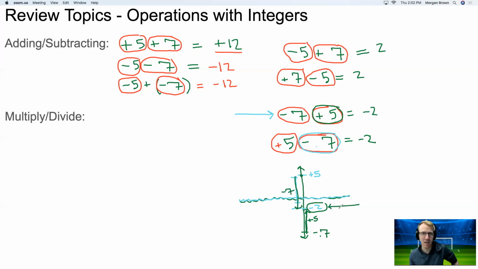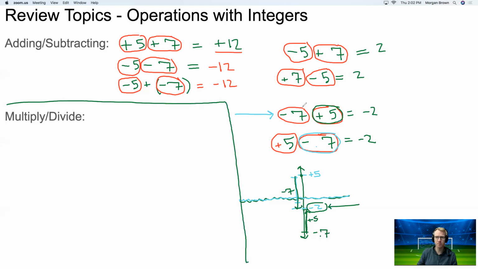So you could think about money, you could think about IOUs, you could think about swimming above and below surface level. All these are good analogies for adding and subtracting positive and negative numbers. Okay, let's take a look at multiplying and dividing, and see if I left enough space for us here.